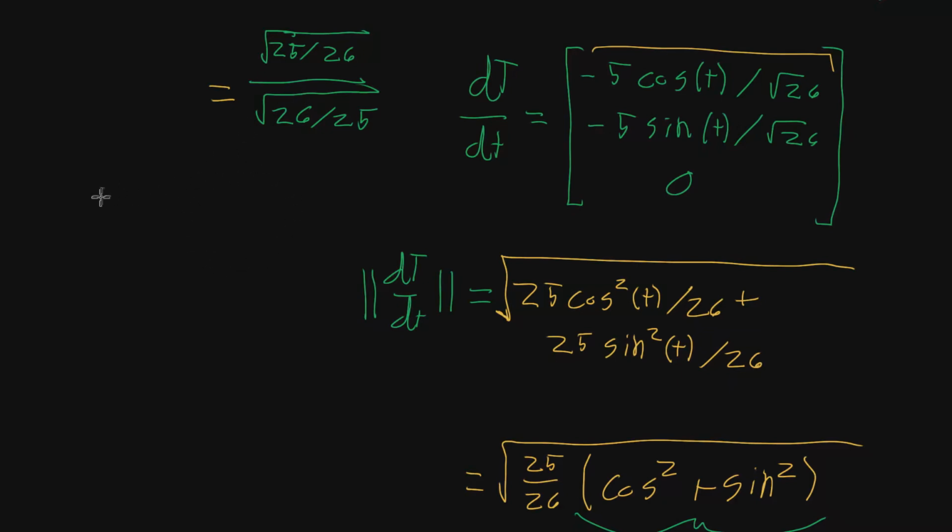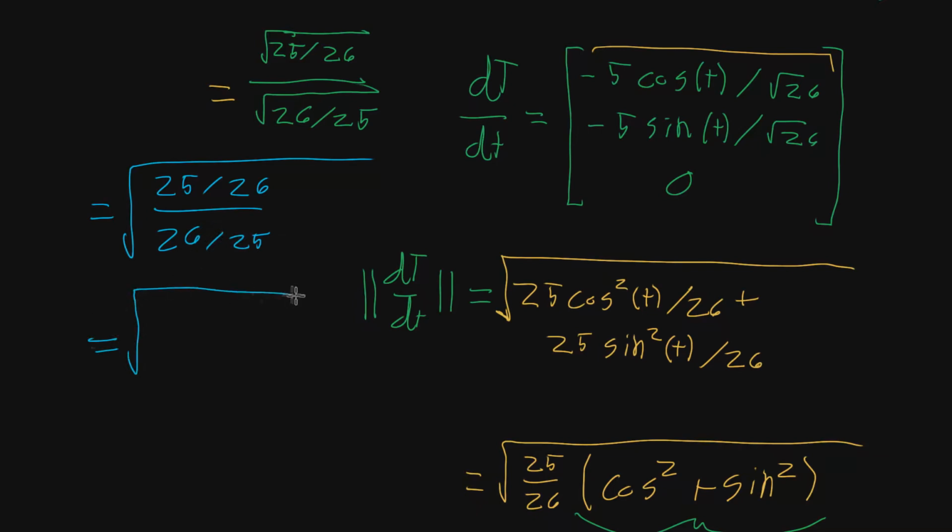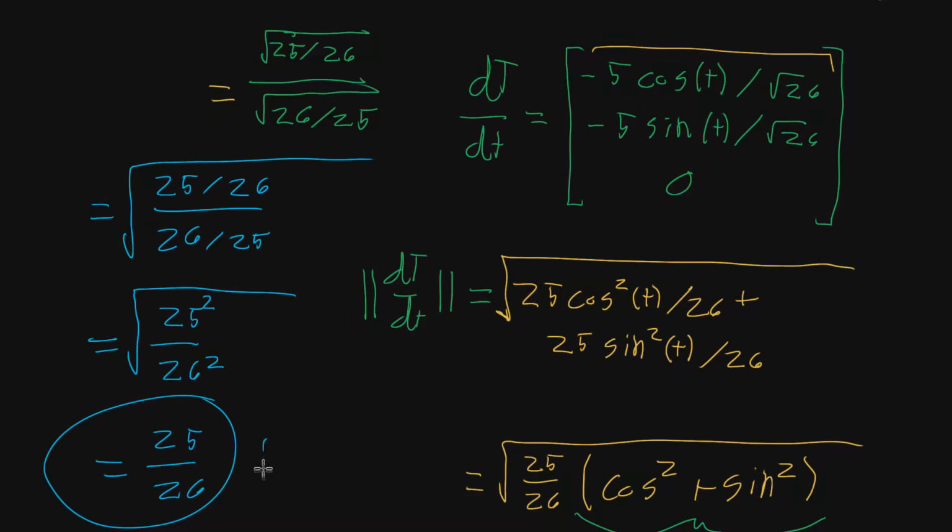So if we put everything under the radical there, I'm going to say equals the square root, and we're going to have 25 over 26 divided by 26 over 25. And when we flip that bottom and multiply, what we get is 25 squared divided by 26 squared. And the root of that whole thing just gives us 25 over 26. And that is our curvature. That right there is the answer.